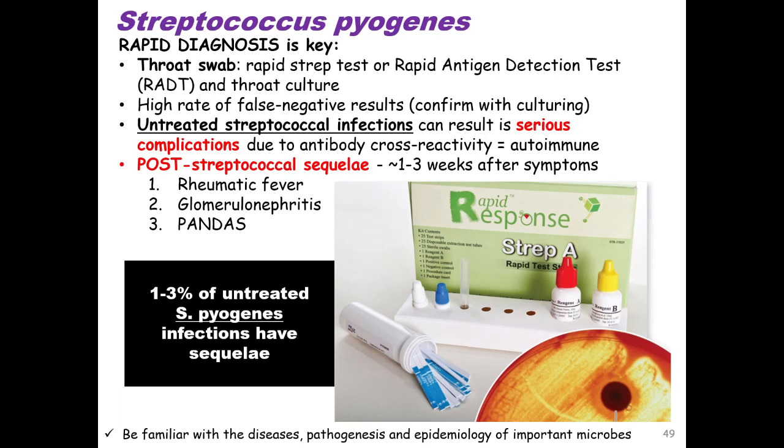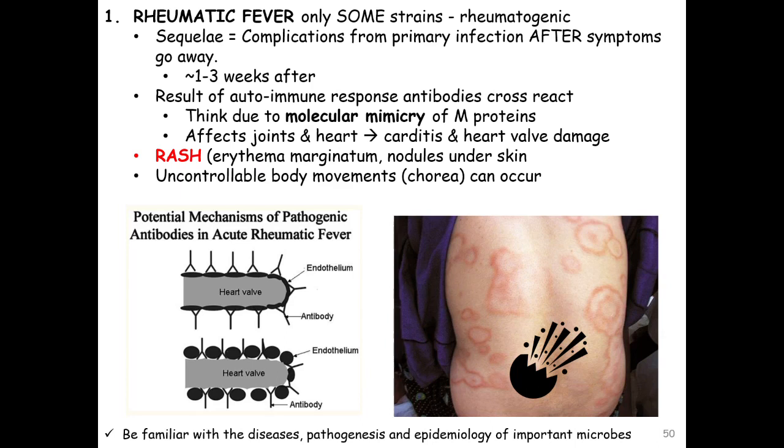That post-streptococcal sequelae happens 1 to 3 weeks after symptoms, and like I said, 1 to 3% of untreated Streptococcal pyogenes infections will have some sort of complications. The 3 types of complications, we've got rheumatic fever. So if I say rheumatic or rheumatoid, what do you think of? Just because of... Yeah, I couldn't hear. What did you say? Arthritis. Yeah, spot on. Okay, so people got a fever, they were sick, and then they got achy, their joints hurt. And so that's how they named this, rheumatic fever.